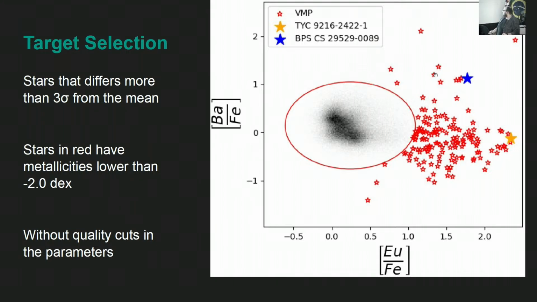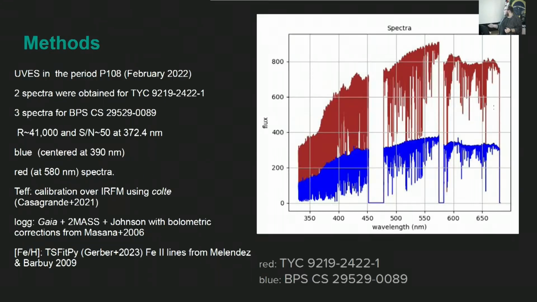And you can see here in red all the very metal-poor stars, that are stars that have metallicity below -2, and some interesting stars that have really high europium. For the two of these stars that are colored differently here, to do a follow-up study, we sent a proposal to ESO. ESO approved the proposal. It was observed in P108 in February of 2022.